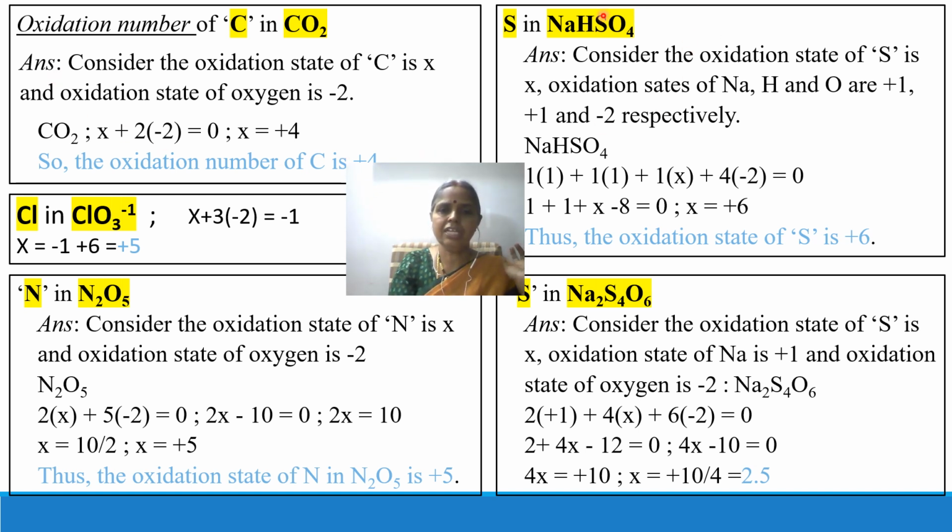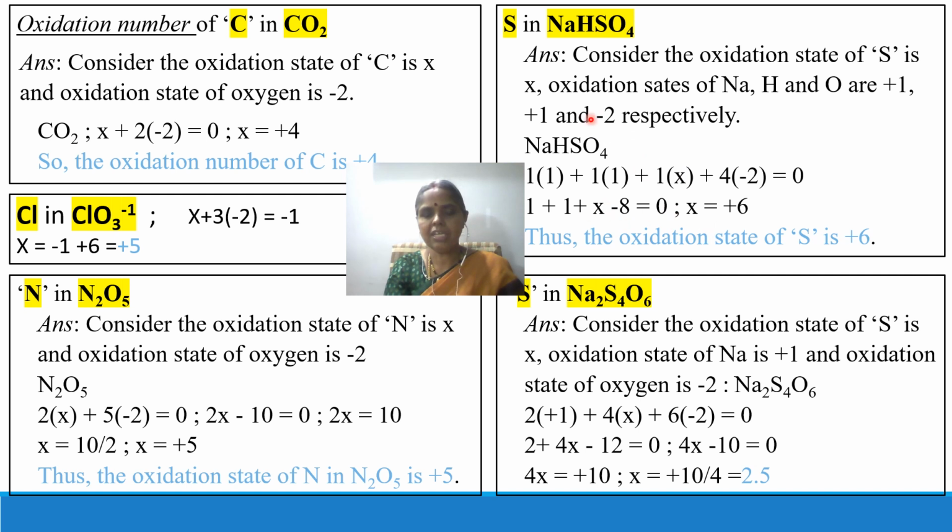Now, let us take the case of sulfur in sodium hydrogen sulfate, or sodium bisulfate. You can see sulfur in NaHSO4. This is a neutral compound, so the sum total should be equal to 0. We know hydrogen is +1 because this is not a binary metal hydride. So hydrogen is +1 and oxygen is -2. You have only one sulfur atom, so we take it as X plus 1 into 1. The 1 is for the alkali metal. Alkali metals by default always have only +1.